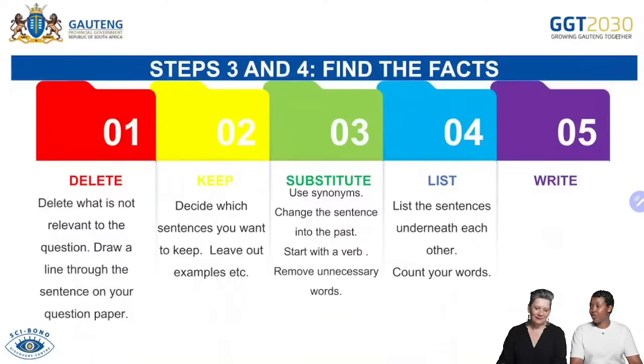Now we move to the next one, which is listing. List the sentences underneath each other and count your words. Here's an advice. Suppose someone gave you 70 rands to go and buy a summary. Each sentence is 10 rands. Once you exceed the 10 rands, it means you're going to overspend, and you don't want that happening to you. Instead, you want to have some change, right? So let's look at it in this way.